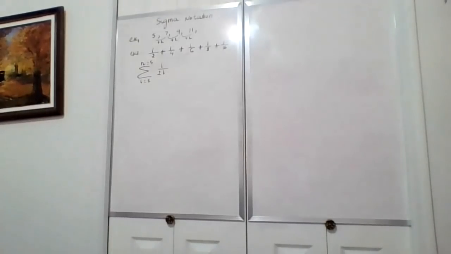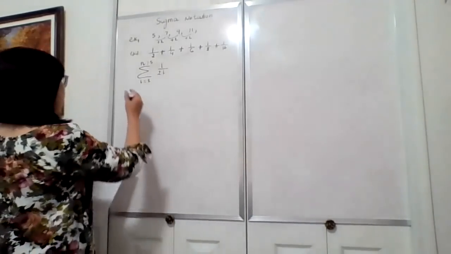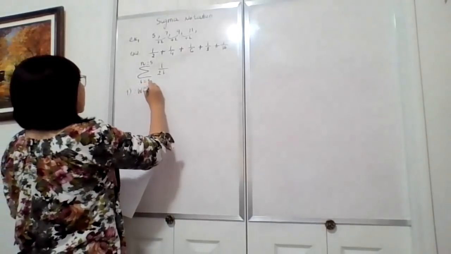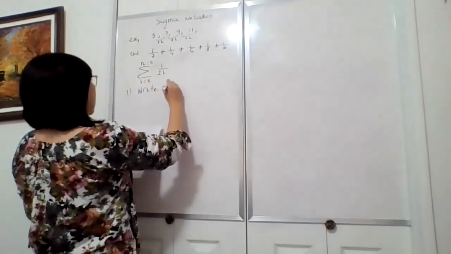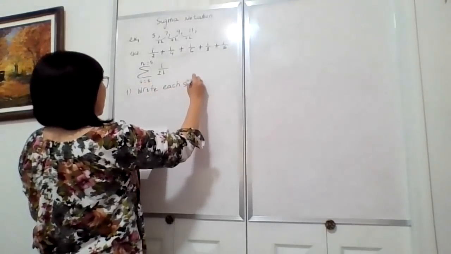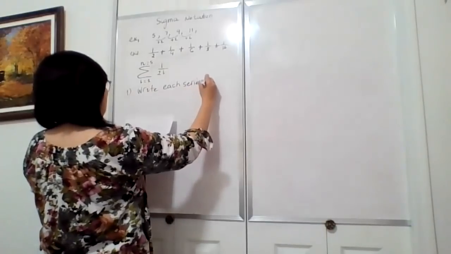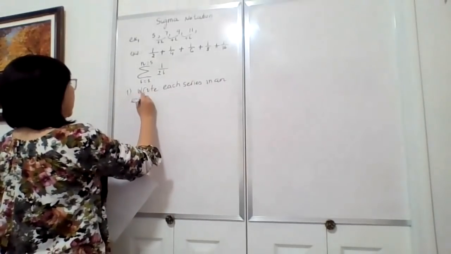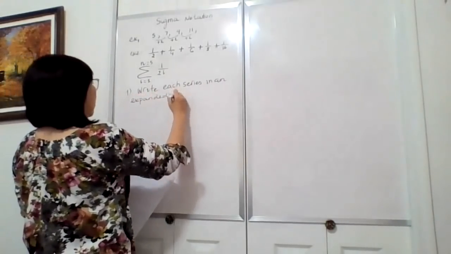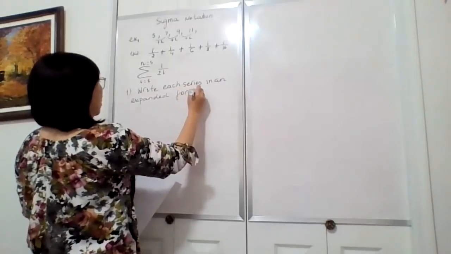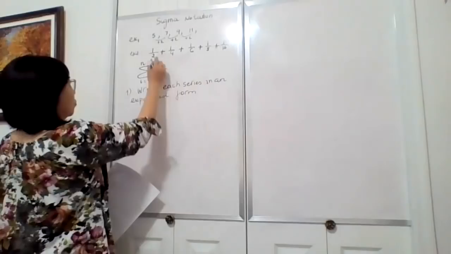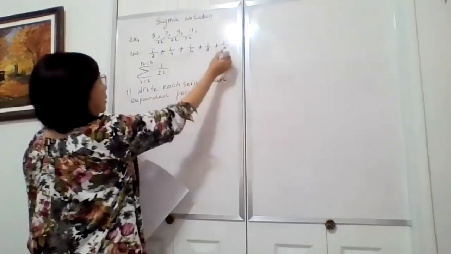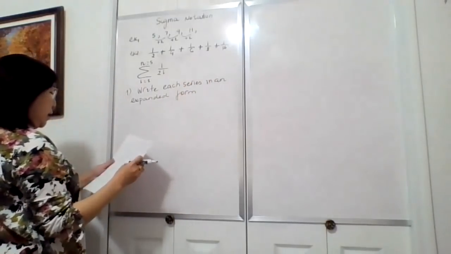So let's say you have exercise number 1, which says: write the series in expanded form. So for example, I give you this sigma notation and I ask you to write it in this form, expanding it, right? So that's the exercise.